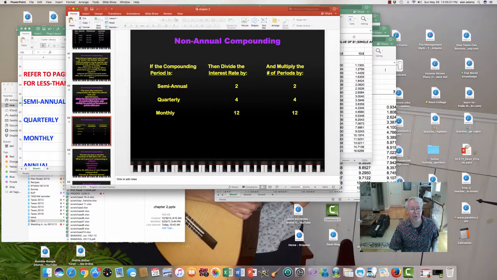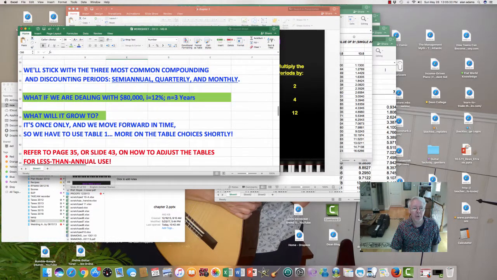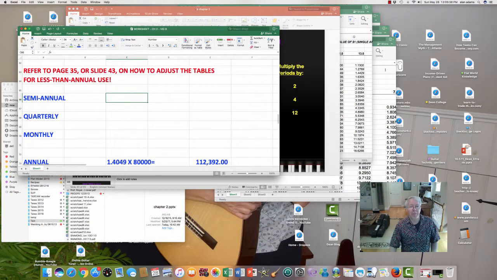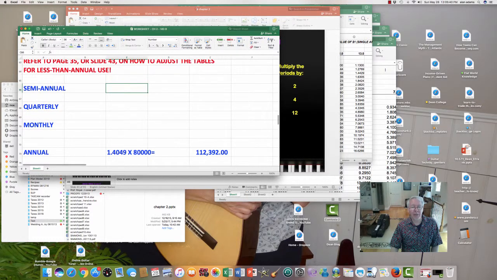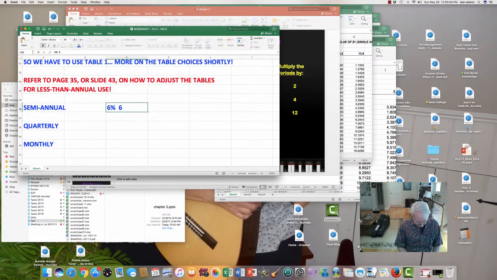Let's demonstrate that going back to our Excel chart. Now we are dealing with 12%, 3 years. 12%, 3 years, remember that, please. So 12%, semi-annual. You divide 12% by 2 and you're going to get 6%. You take 2 times, how many years are we dealing with? 3 years, that's going to be 6 periods. It's that easy. So let's math it out and see what we get.